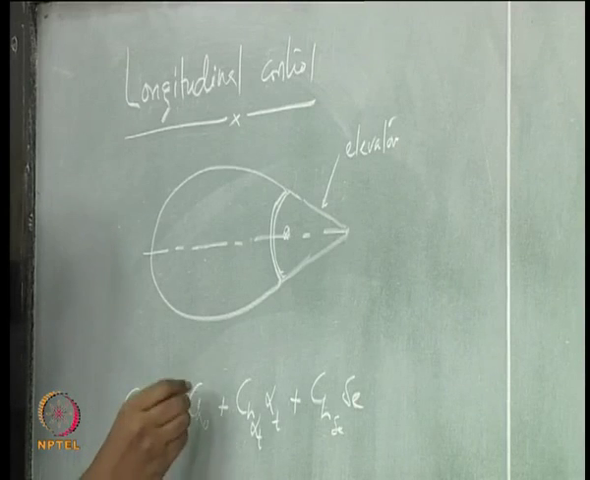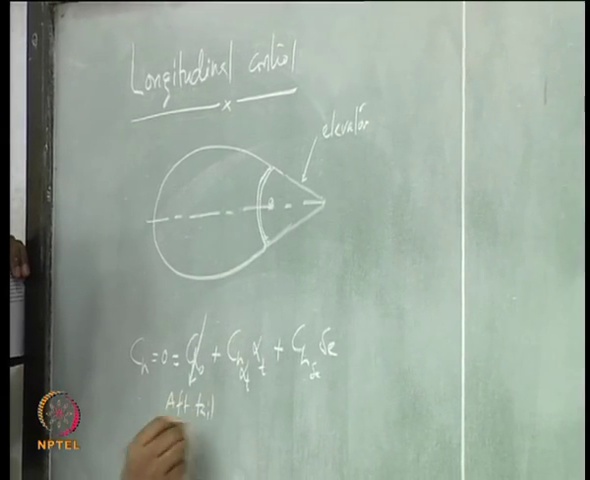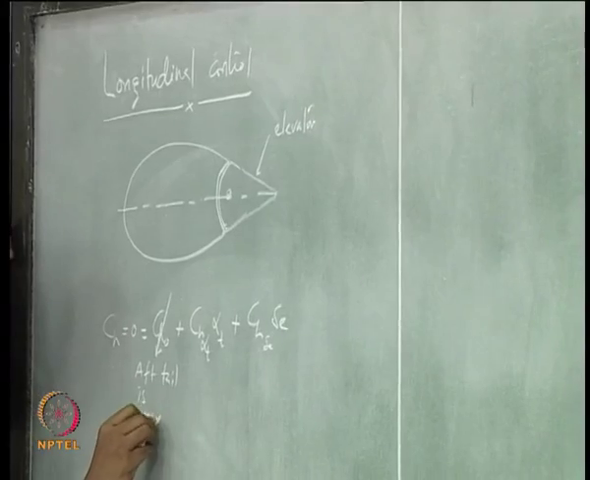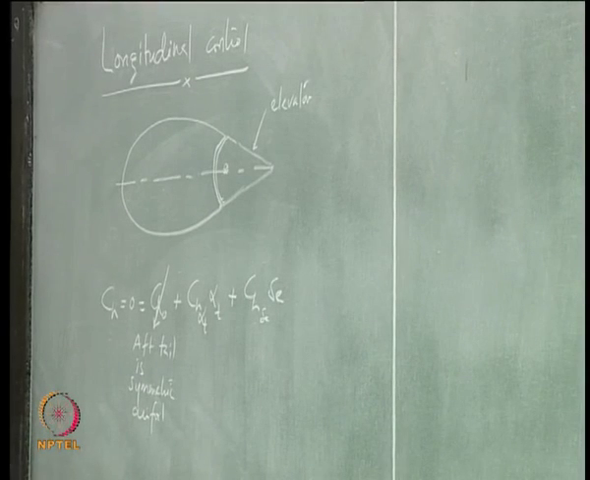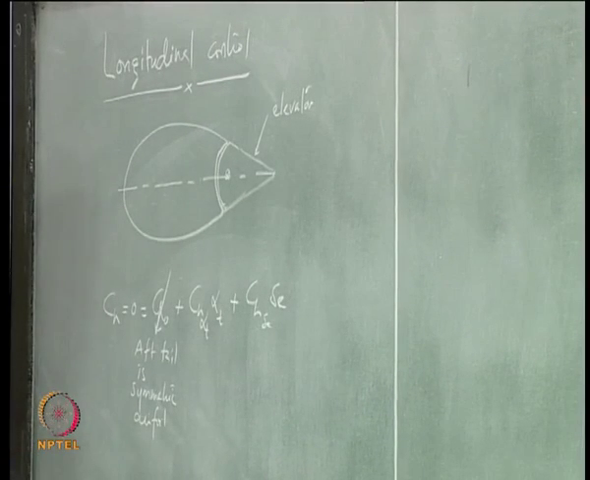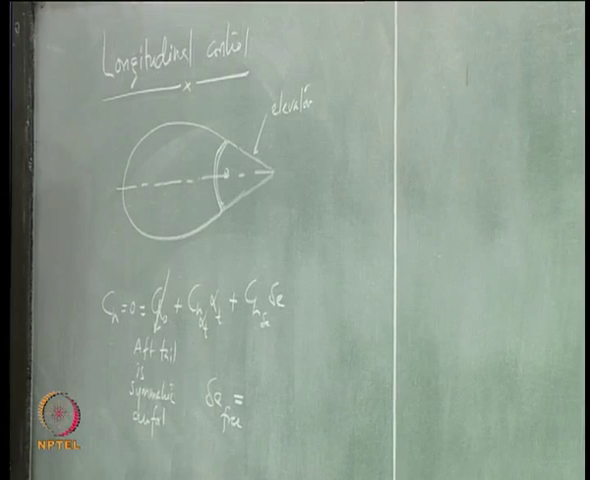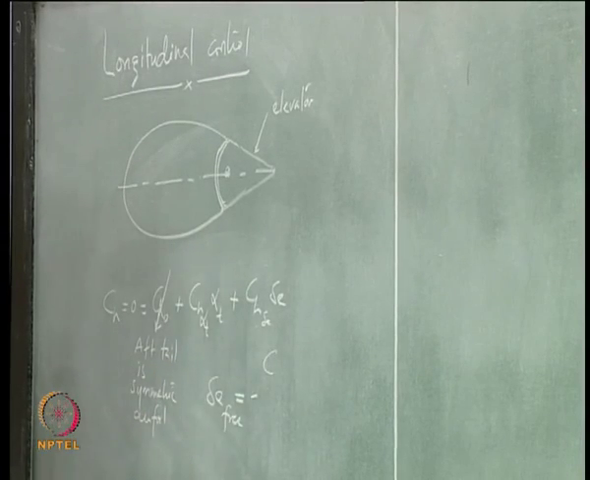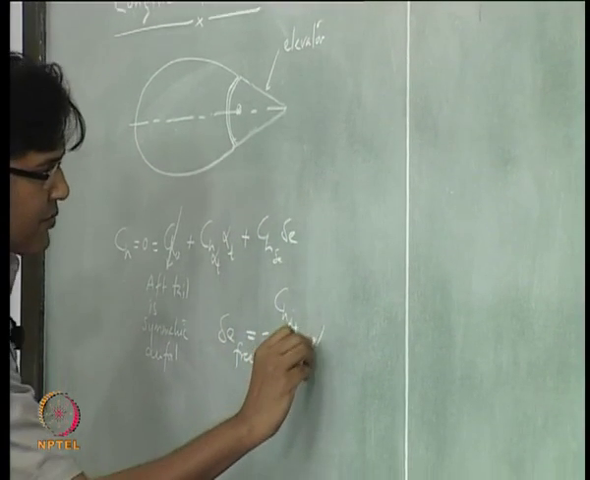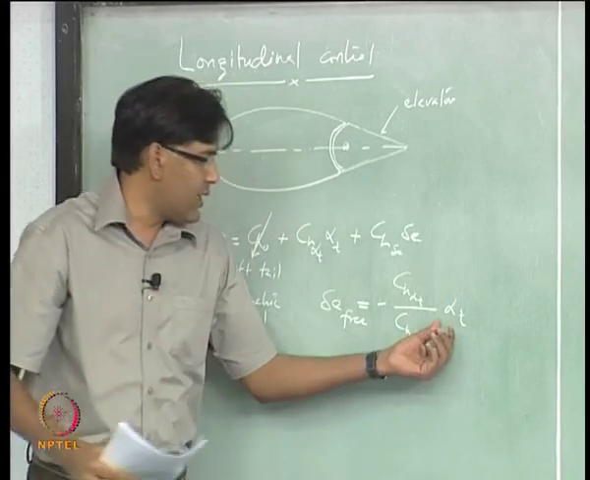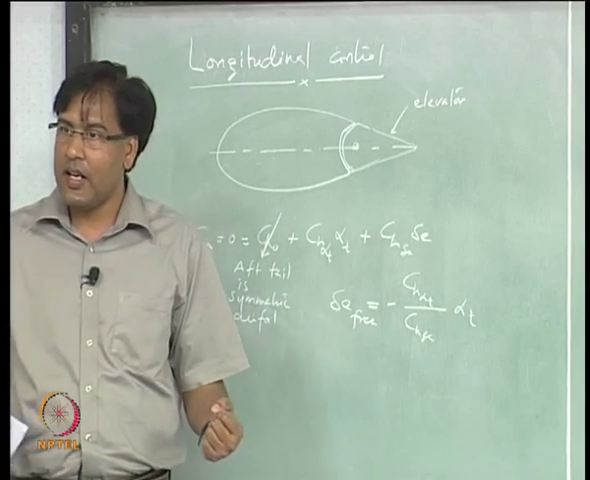Right. So when I set this hinge moment to 0 and assume that the aft tail is made of symmetric airfoil sections, then this goes to 0, and we found an expression for delta E free. So for every angle of attack at the tail, you can find a delta E free, right?